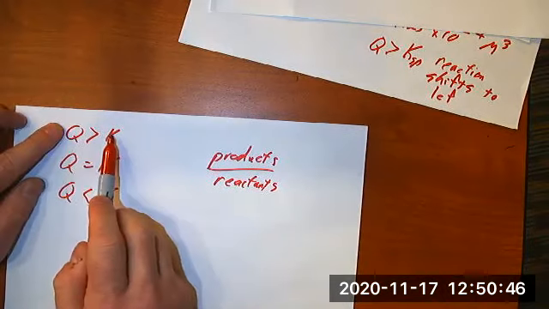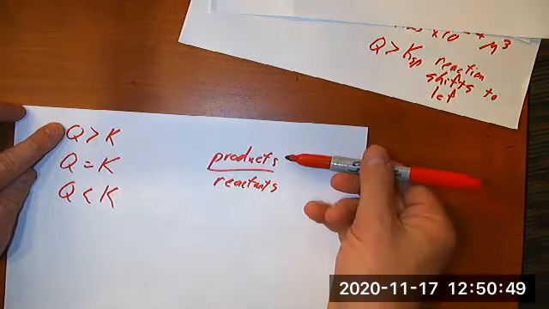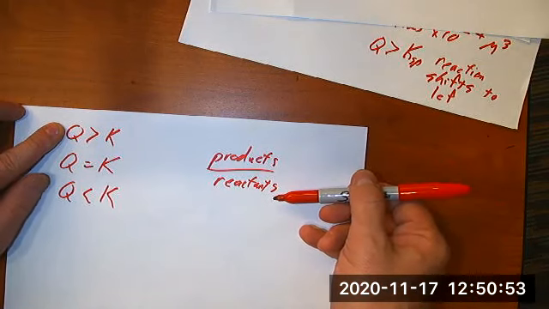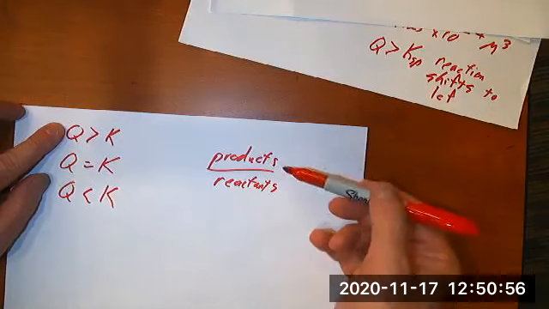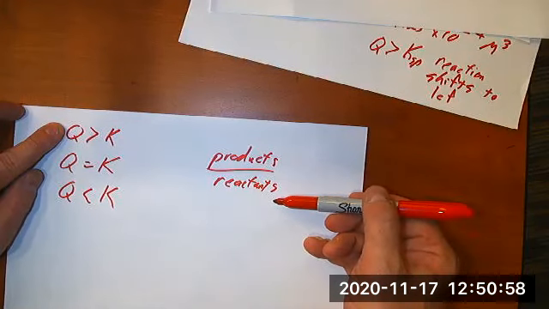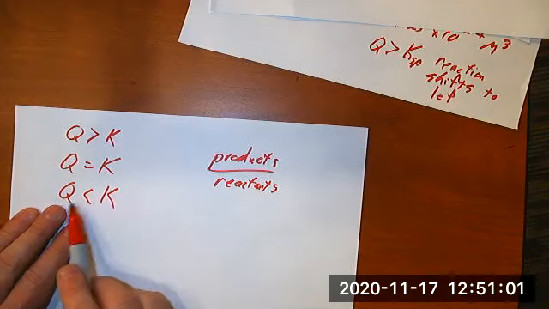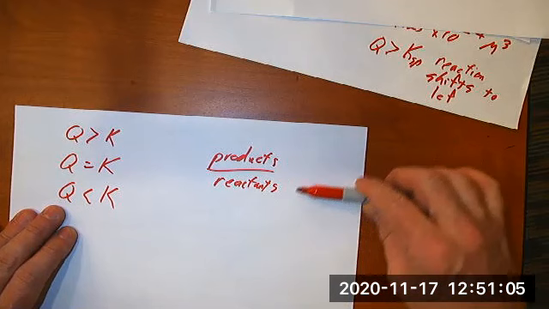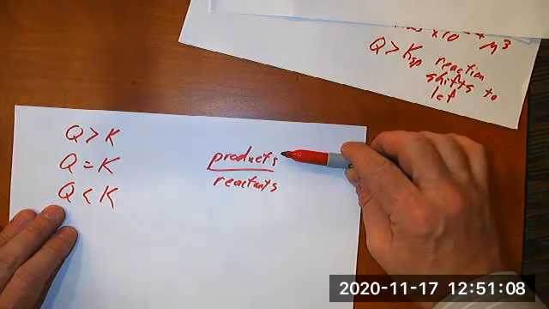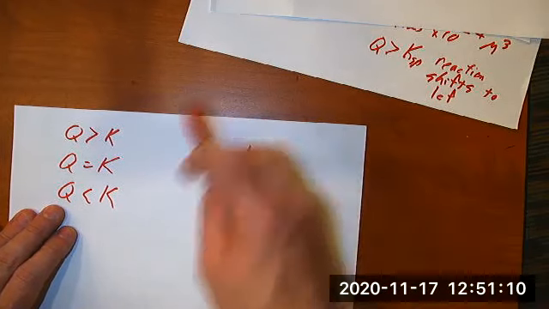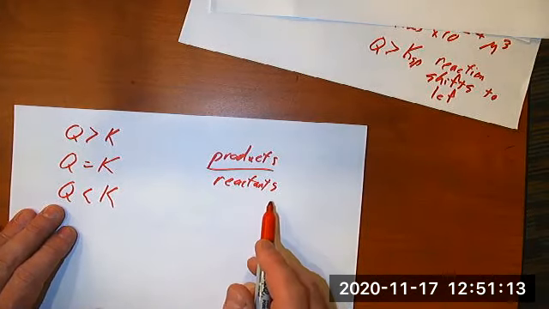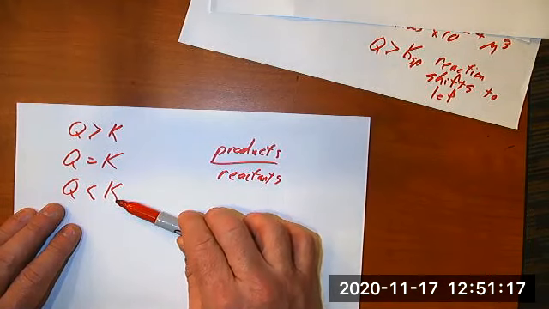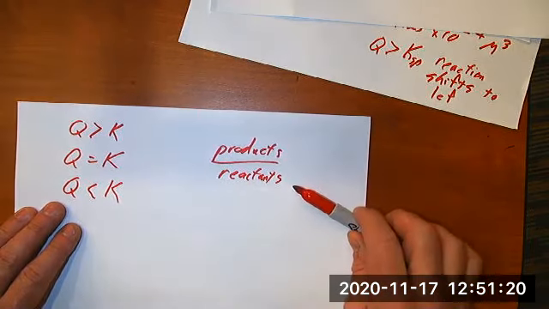If Q is bigger than K, then the numerator is too big, which means products are going to turn into reactants. The reaction will shift away from products towards reactants. If Q is less than K, then your numerator is too small. You don't have enough products, so reactants are going to have to convert into products. Just remembering products over reactants tells you all of these facts about what happens based on Q. So that's one thing to remember instead of three.